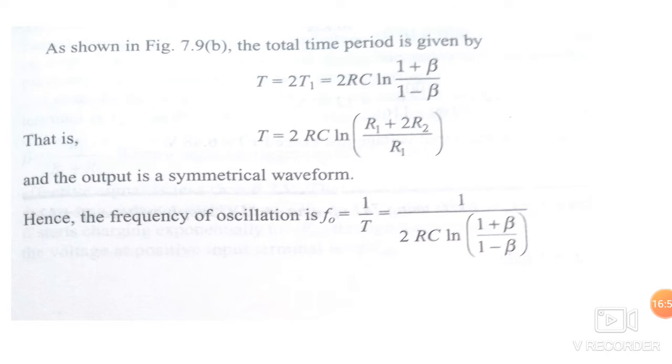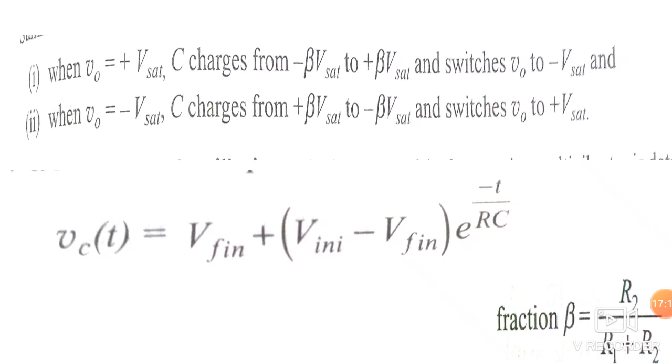So we can calculate the frequency of oscillation, that is given by the inverse of the time period simply. So f naught is equal to 1 upon T, that is given by this formula simply, where beta is obviously given by the potential divider network, that is R2 upon R1 plus R2.